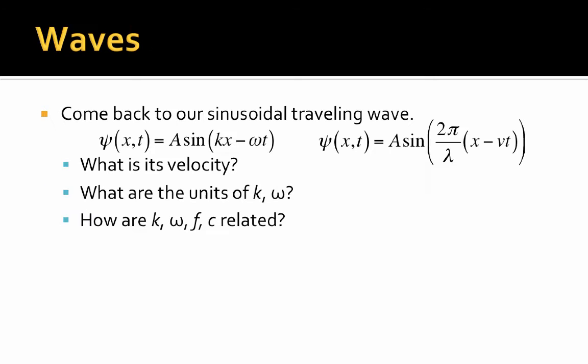Okay, so we're now going to move on to waves. We're going to start by talking about the sinusoidal traveling wave that we began to discuss last time. And we'll look at its velocity, the units involved, and some of the relationships between k, omega, f, c, and lambda.